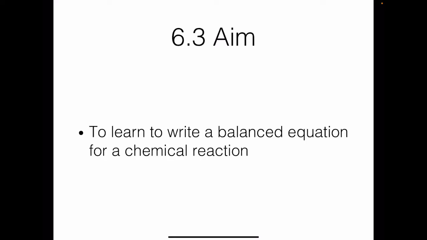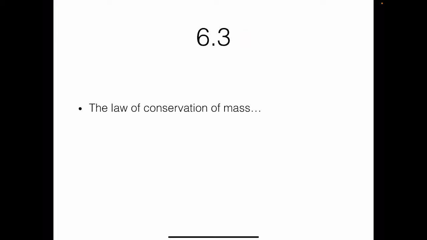In our next section, we will see things start to come together. And what I mean by that is we need to learn to write balanced equations for chemical reactions. So up to this point, we've really just looked at what the chemical equation that represents the reaction looks like. But here we need to go one step further. And in order to do that, we need to understand what the law of conservation of mass means.